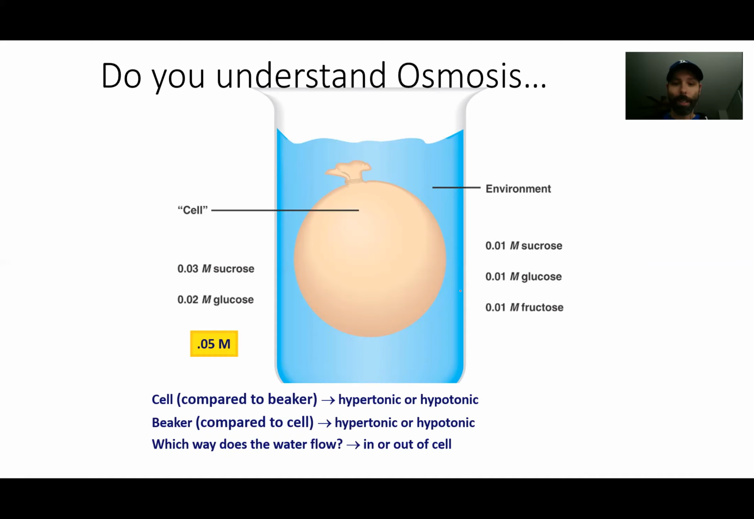So as I already have let on here, on the left-hand side, there's 0.05 molar concentration of solute and only a 0.03 in the environment. And so when we're looking at the cell compared to the beaker, the cell is going to be hypertonic because there's more stuff. There's 0.05 molar inside the cell. We could describe the solution, which would be a hypotonic solution.